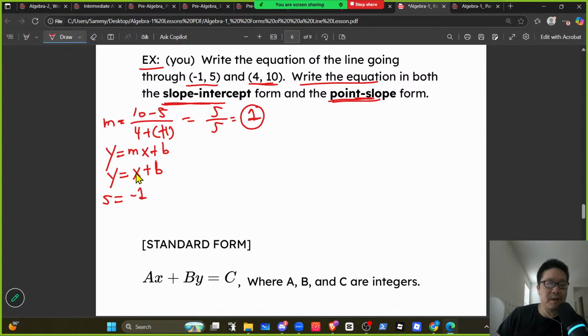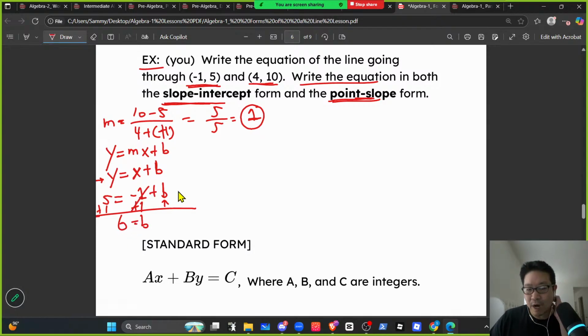The reason why there's nothing in front of this x right here is because the slope is just 1, as a reminder. After plugging in the information, -1 and 5, into this equation, I have 5 equals -1 plus b. I can simply solve for the y-intercept by solving for b. I'm going to add 1 to both sides, and when I do that, I get b equals 6. So the y-intercept is 6.